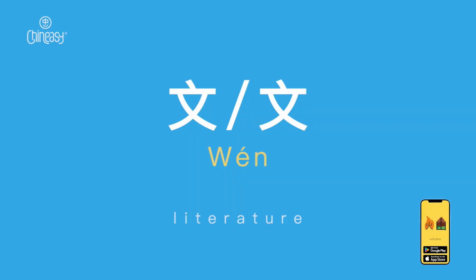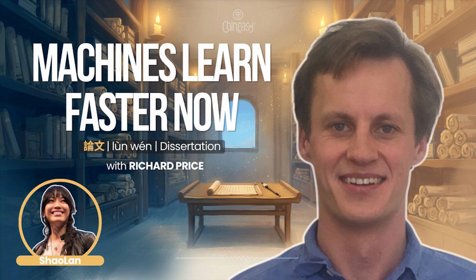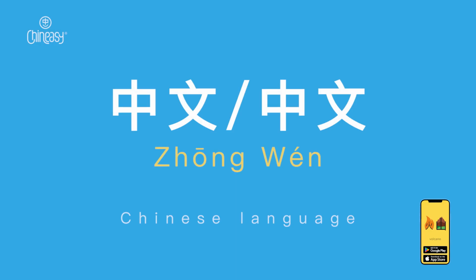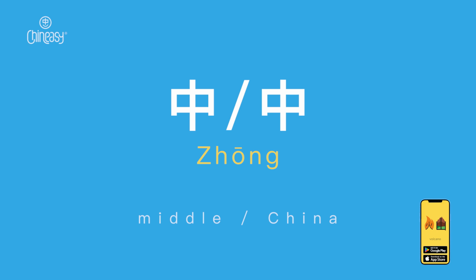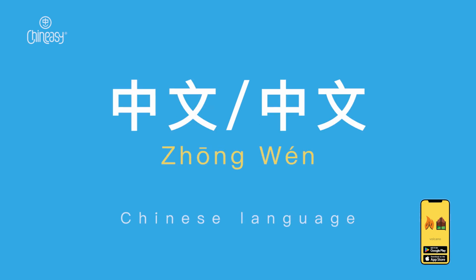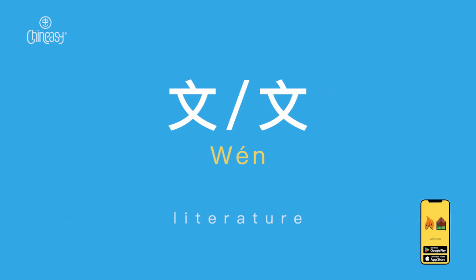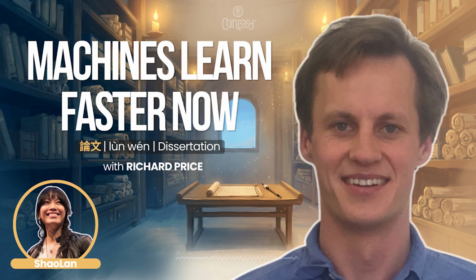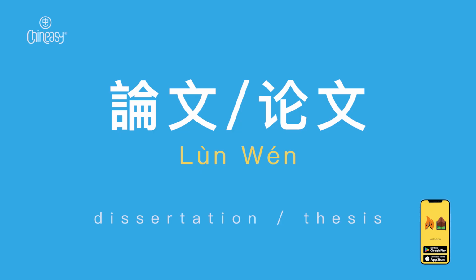Wow. So 文, that's the original meaning. That's great. And now it has become literature. It's a very useful one. For example, when we say Chinese in Chinese, 中文. 中文, zhong means middle, China as well. And 文 is the literature. So Chinese literature is 中文. And of course French is 法文. So 文 is a very useful word. And to say dissertation is 论文.